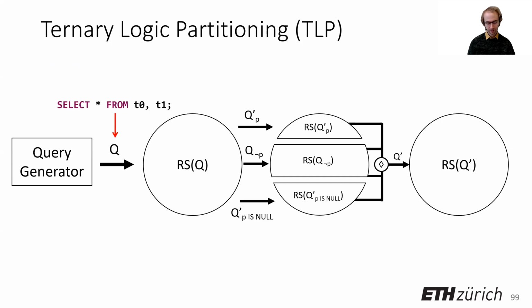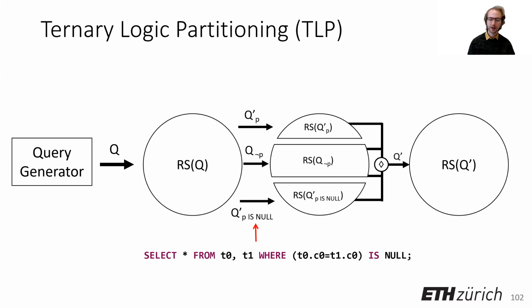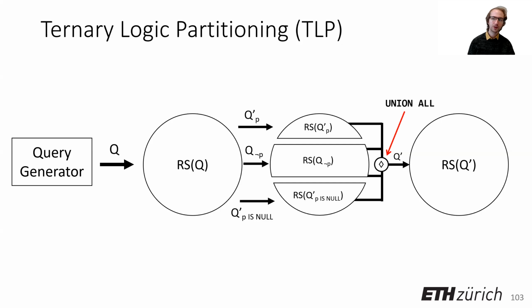So basically what we did is we took this general idea of query partitioning and we instantiated it with the more concrete idea of ternary logic partitioning, where basically Q was the original query that simply fetches the cross product of all records from T0 and T1. Then we had the partitioning queries with the non-negated version of the predicate, the negated version of the predicate, and the null version of the predicate. And as a composition operator, we used union all, which combines the records without filtering out duplicate rows.